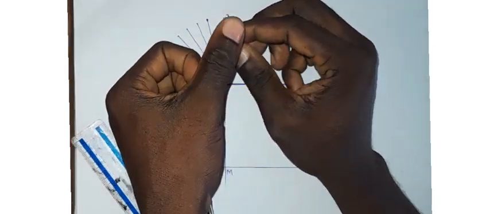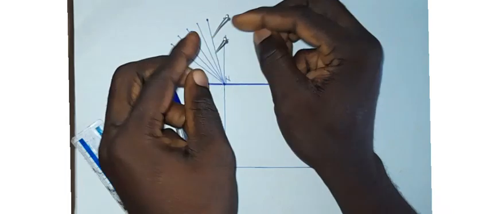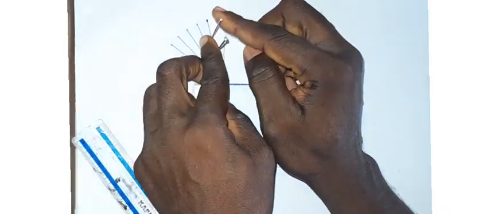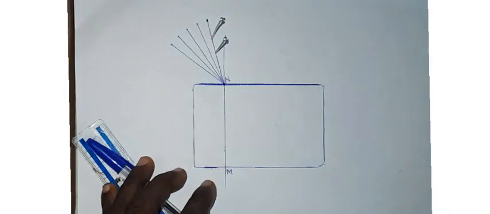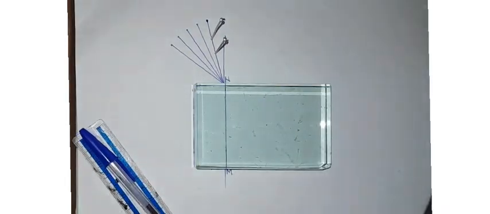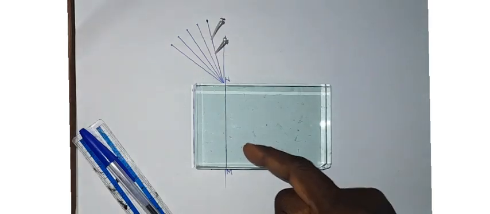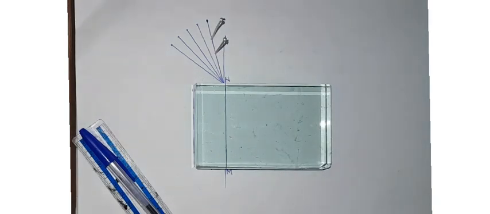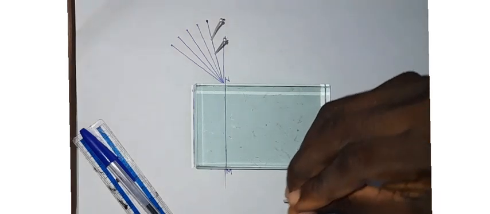Do not allow the pins to be far away from each other. Okay? And ensure they are what? Erect. So you take a glass block, put it back on the outline. Take two other pins. Okay? Then you are going to look through this part. Fix your eyes on this side and look through this part. Then you will see the image of these pins inside the block and place the pins on the same line as them.